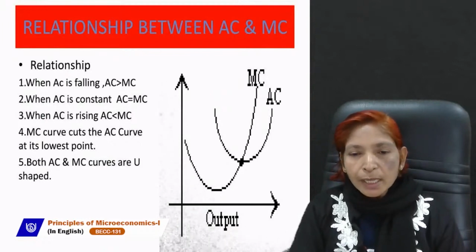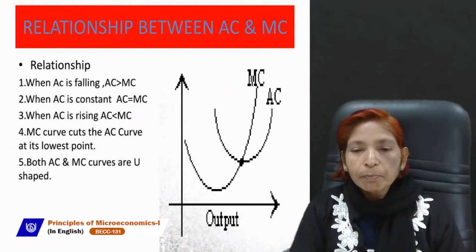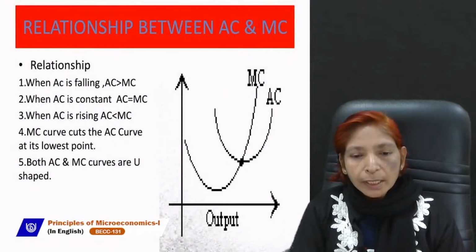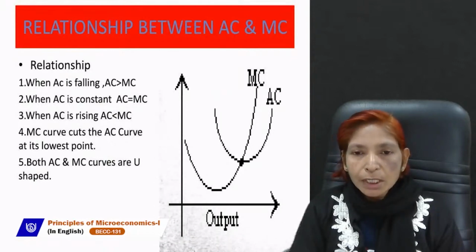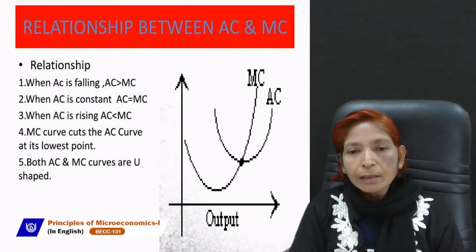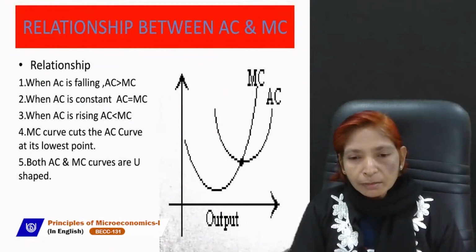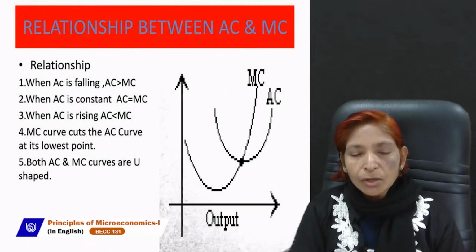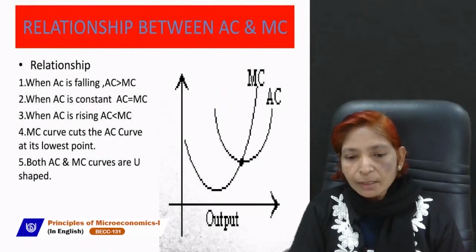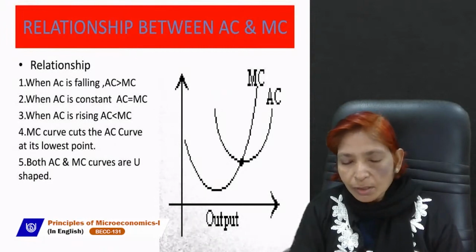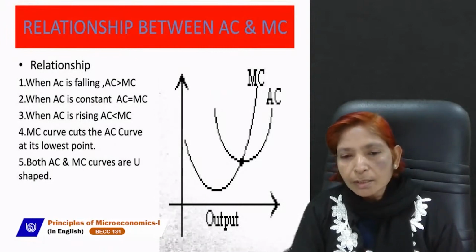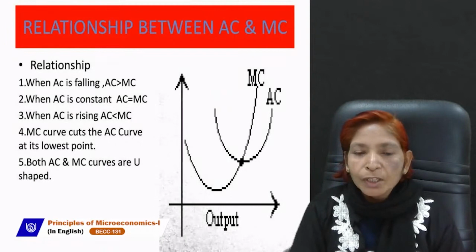AC curve shows average cost. Average cost is the per unit cost of output, and marginal cost is the net change in total cost which occurs due to an increase of one more unit of additional factor. So the average cost curve is always a U-shaped curve, which shows that cost in the beginning falls. After that, cost becomes minimum or constant. At last, costs start increasing.